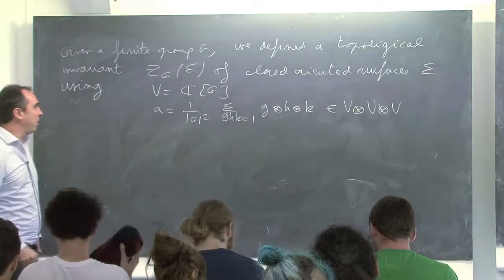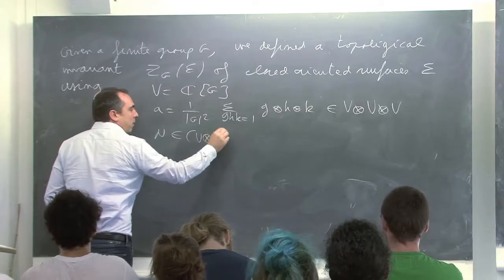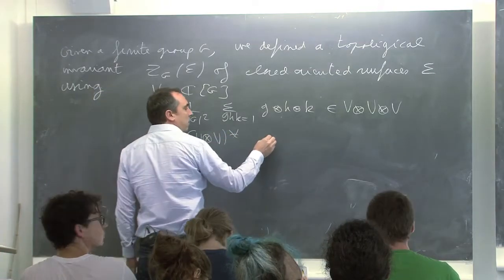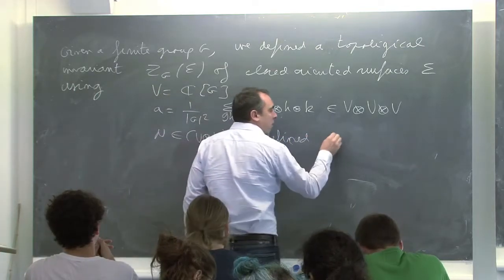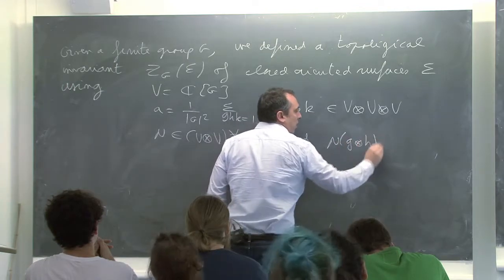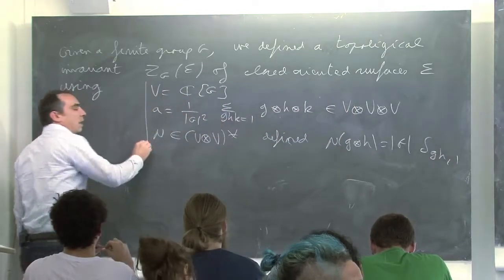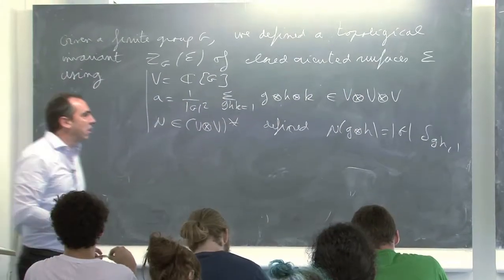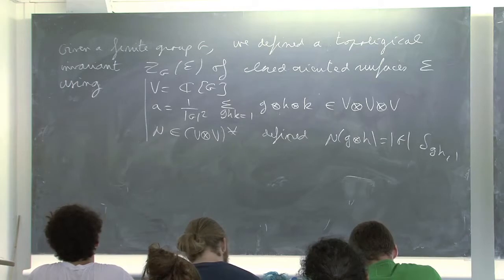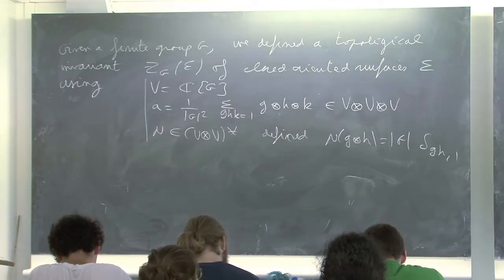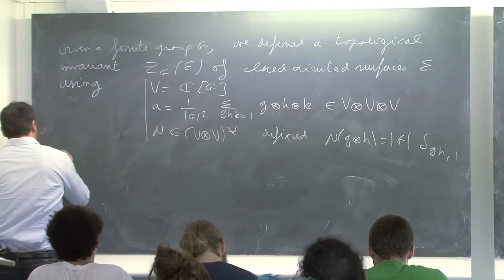In V tensor V, and a form on V tensor V, which was defined, I think, as μ_G tensor H_G δ_{GH1}. Okay. So that's what we have done last time. And you have seen during the exercise session that this counts the number of homomorphisms from the π1 of the surface to G. So we want to generalize this construction.